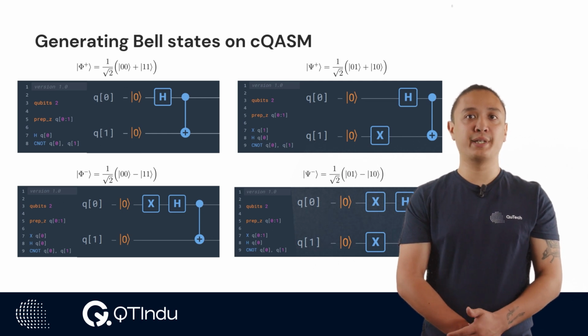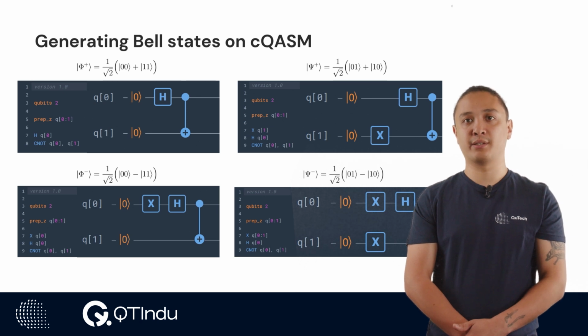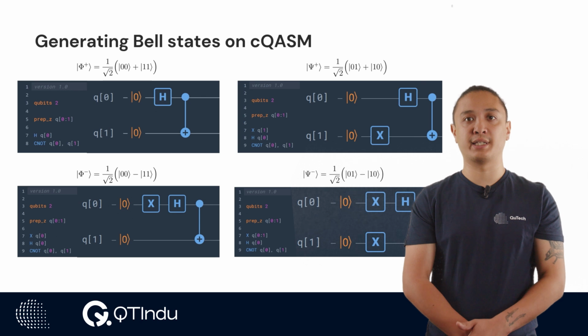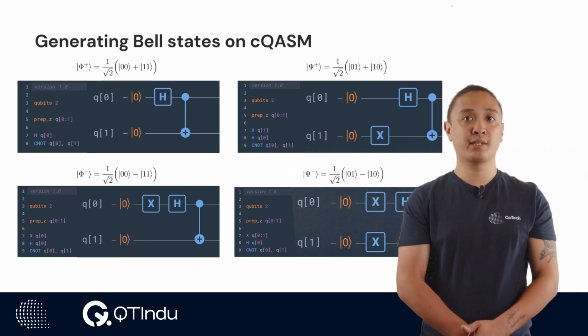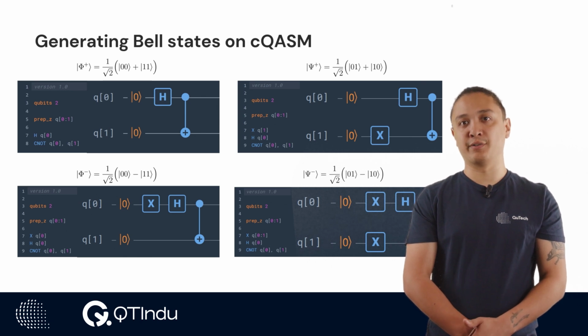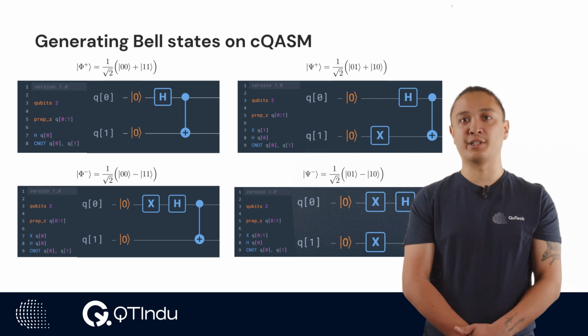Here we have 4 pieces of cQASM code with their corresponding quantum circuit and Bell state. We can see how easily implementable these circuits are on cQASM. The circuits consist of a single layer of X gates which depend on the generated Bell state, followed by a Hadamard on the first qubit and a CNOT with the first qubit as control and the second as a target.